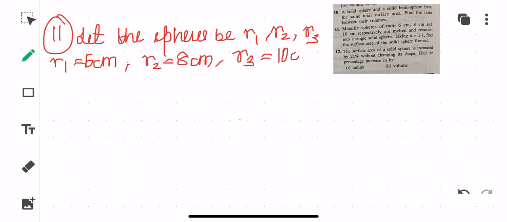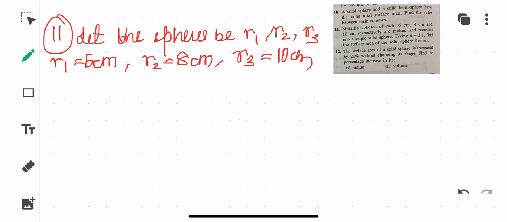So they are all being melted. So for melting, what will you be doing, children? You will be finding out the volume. We will find the volume individually, and then add all the volumes to find the volume of the bigger sphere. From there we will find the radius, and then we can find the surface area.